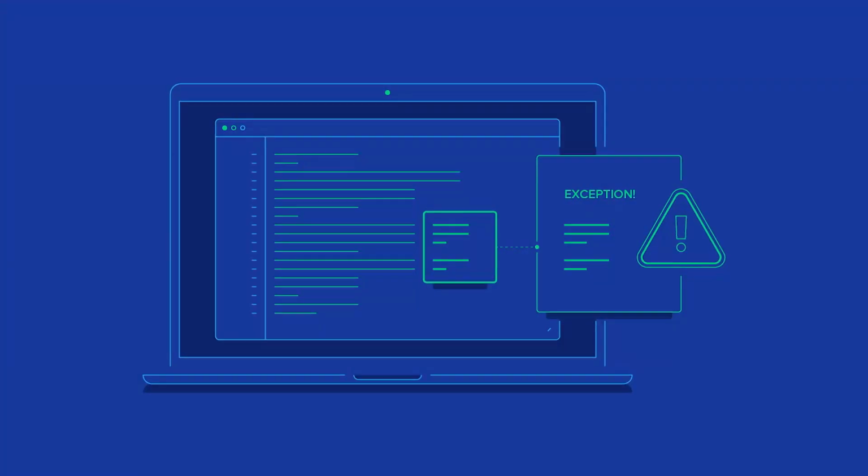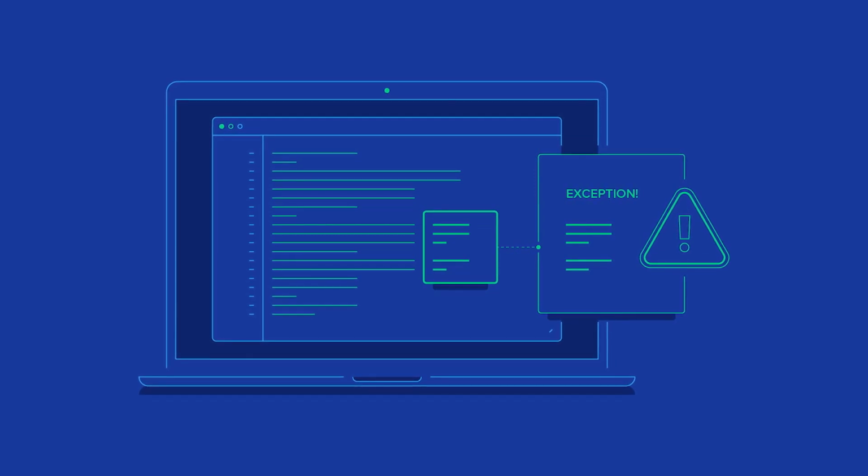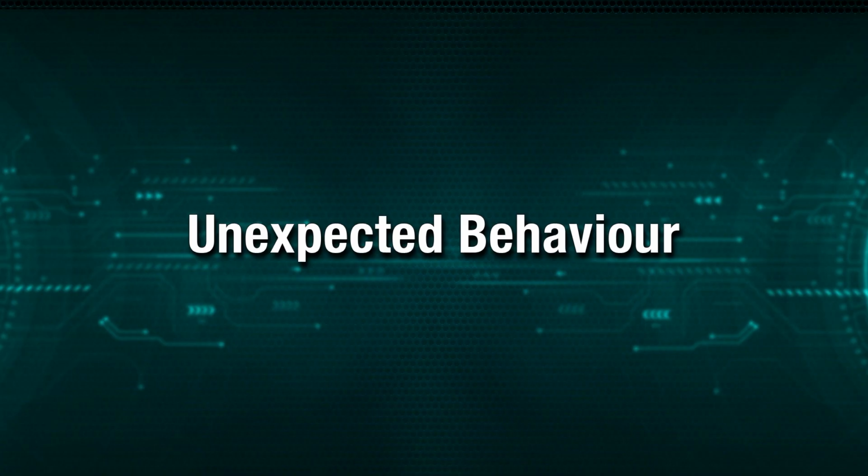Not every fault corresponds to a failure. For example, if faulty code is never executed or a particular state is never entered, then the fault will never cause the code to fail. Unexpected behavior.